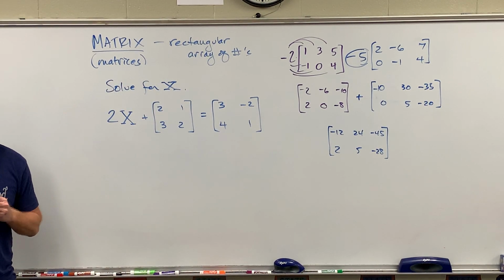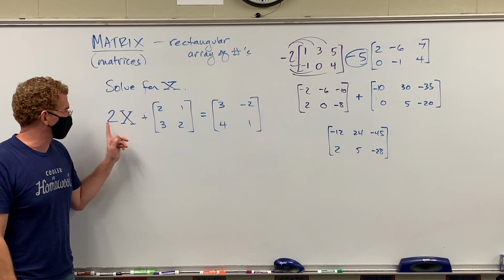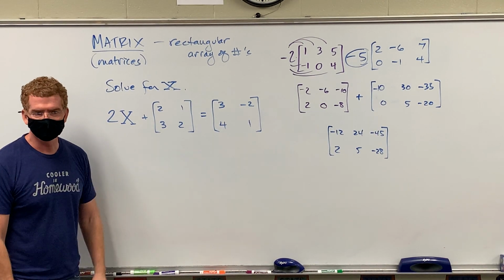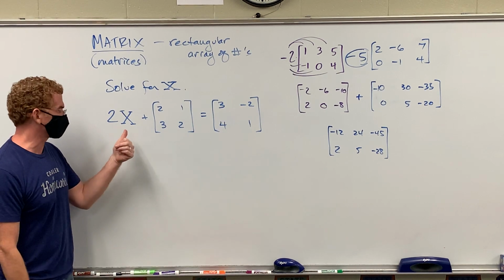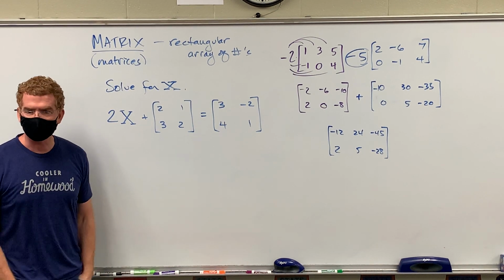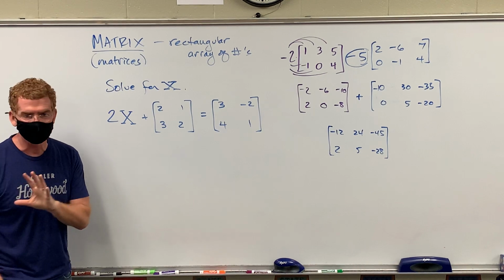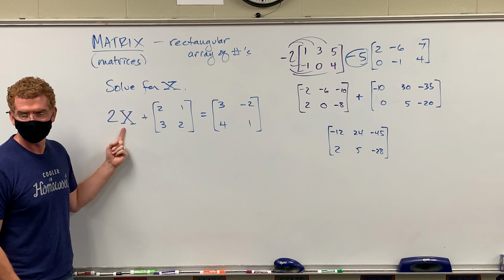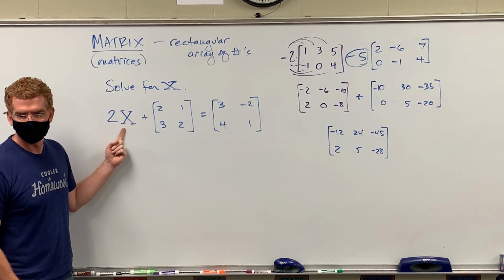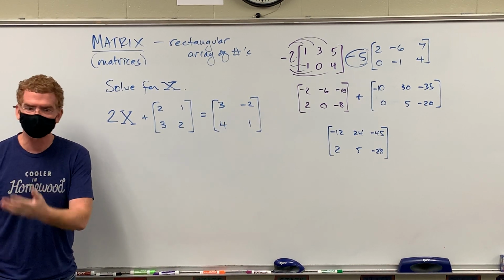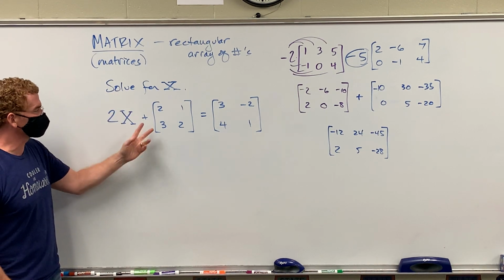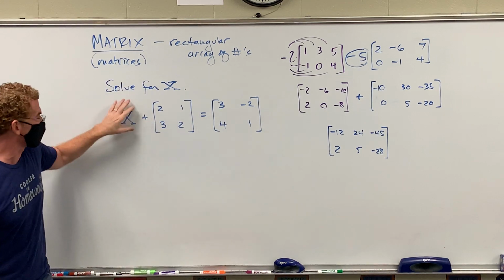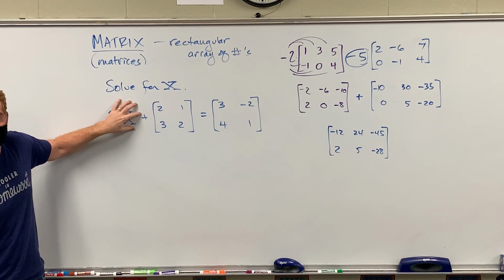Now, I want you to think for a second. They're asking you to multiply 2 times something and add it to this matrix. Does that tell you anything about what x is then? I'm not asking for the actual value of it, but if I'm going to add it to a matrix, what does it have to be? Another matrix. And more specifically, if I'm going to add this to a 2 by 2 matrix and end up with a 2 by 2 matrix, what must x be? 2 by 2. A 2 by 2 matrix.